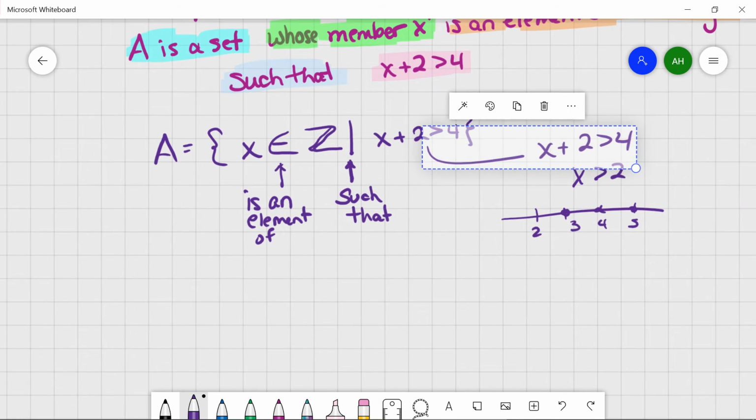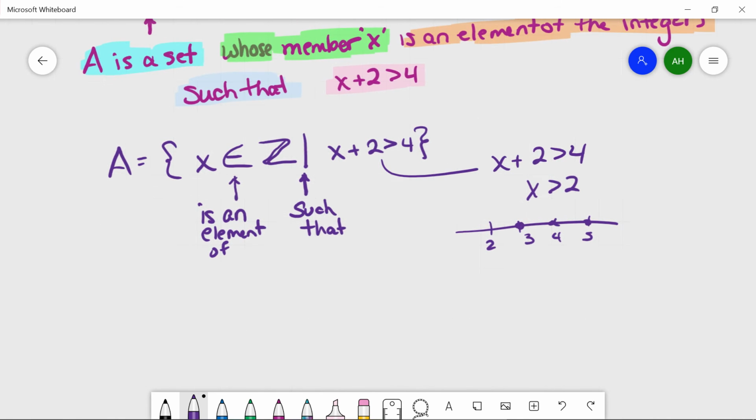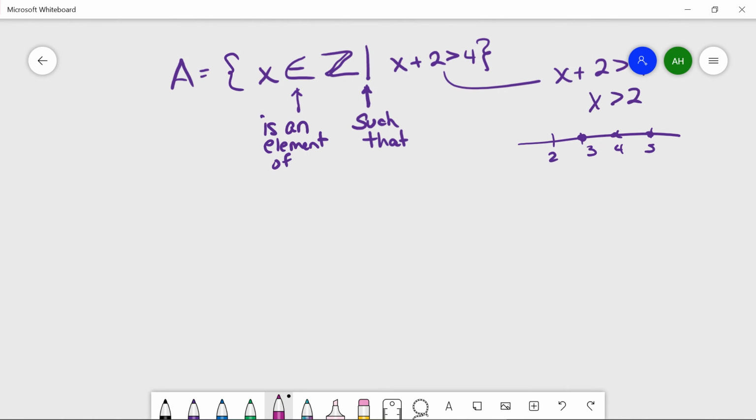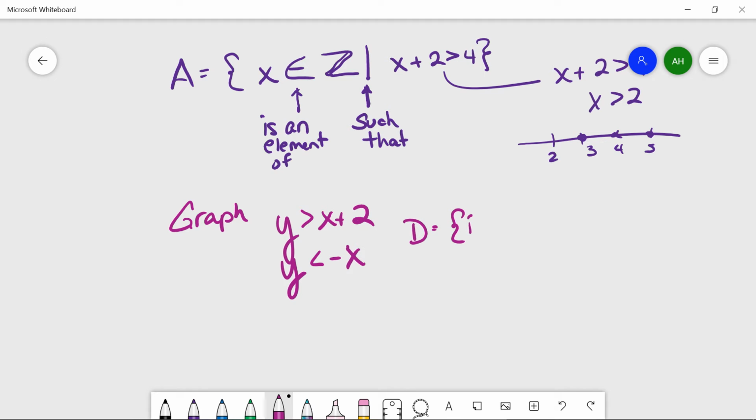Now we're going to go on to a little bit more graphing here, okay? So let's see, you're being told here to graph y is greater than x plus 2, y is less than negative x, and our domain is going to be real numbers. Okay, we've been doing that before.